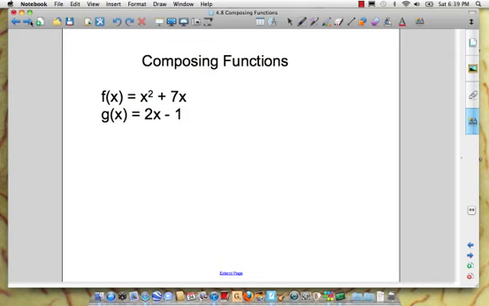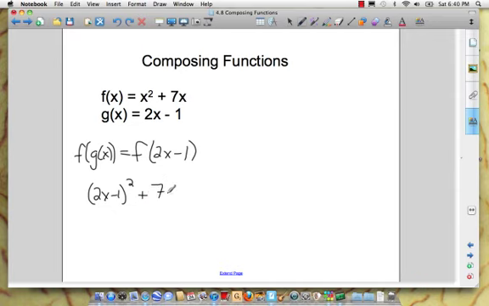This one will involve more steps, largely because we've got a quadratic function with an x squared. So let's look at f of g of x in this case. So that means we're going to take as our input for the f, we're going to take 2x minus 1. We're going to take our g rule and make it our input. And then the f rule says you take your input, in this case 2x minus 1, you square it, input squared, plus 7 times your input, which again is 2x minus 1.